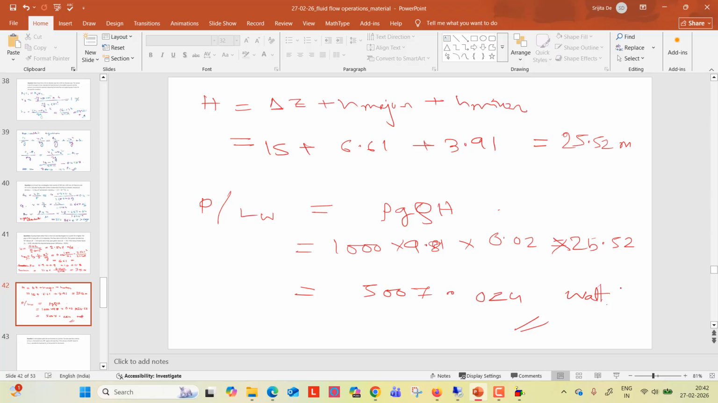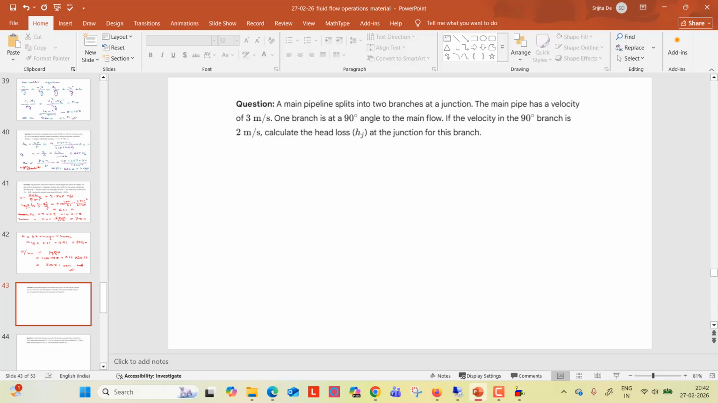Next, a main pipeline splits into two branches at a junction. The main pipe has a velocity of 3 meter per second. One branch is at a 90-degree angle to the main flow. If the velocity in the 90-degree branch is 2 meter per second, calculate the head loss in the other branch. From the lecture notes, you have known that for a 90-degree branching, K is 0.95, right?